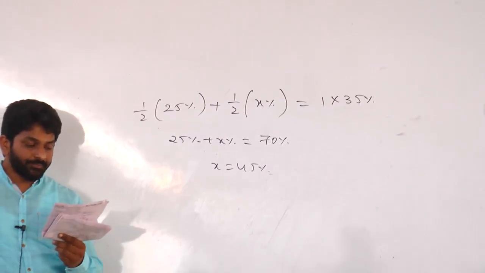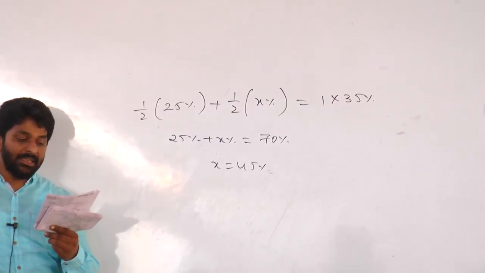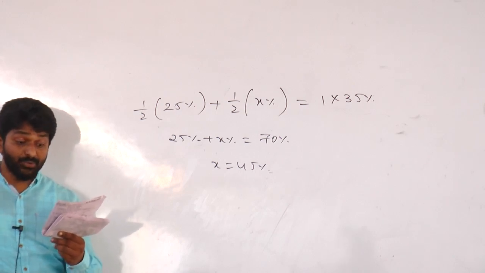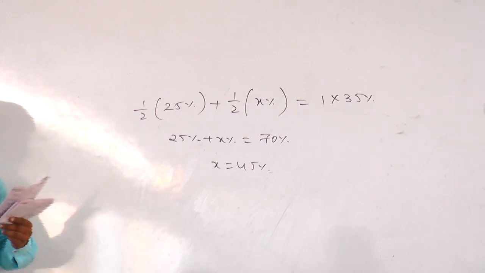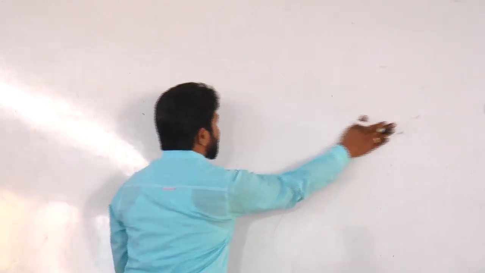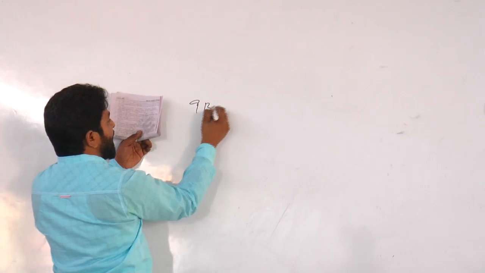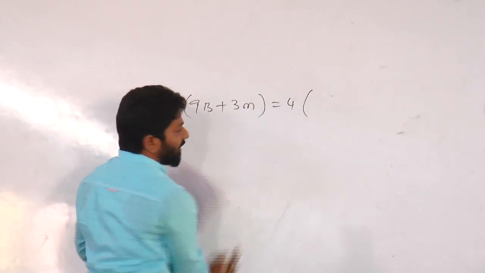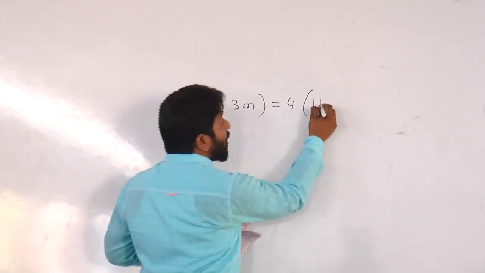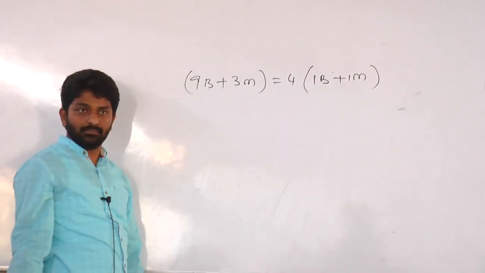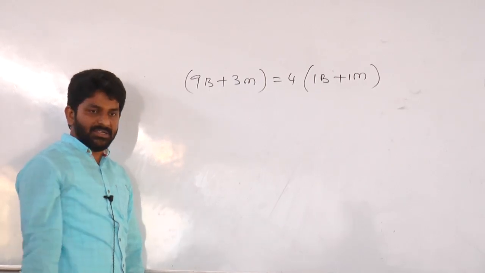64. If 9 boys and 3 men working together can do 4 times as much work as per hour as a boy and a man together does. Right. So in the very first case we have 9 boys and 3 men, and they will do 4 times of work as a boy and a man can do. That's what our condition says.